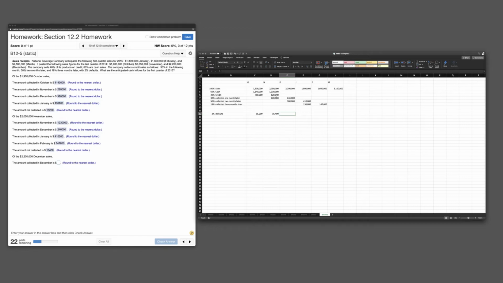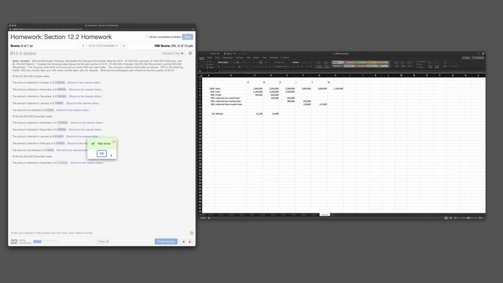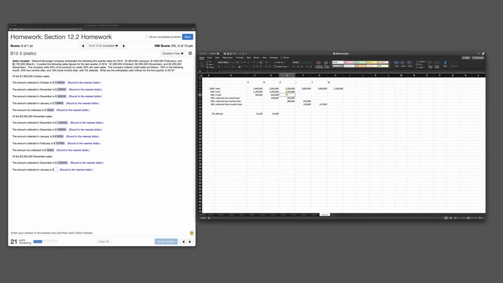All right, so now we can move on to December. Again, we want to know how much cash is going to be collected from the total sales. So that's the 60%. So 132 million. Wonderful. Now we have to figure out our credit so we can start figuring out when we're actually going to receive it. So again, 40% is on credit.